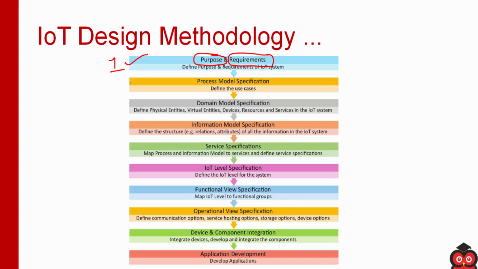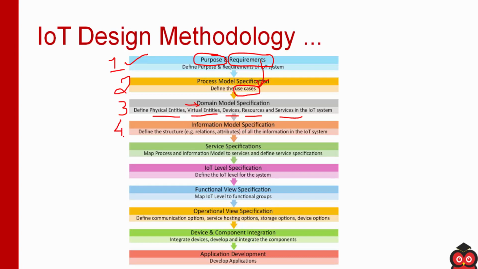From that, the second step is process model specification. Based on these requirements we will develop the use cases: how the system will be used and what the main functionality will be. Then step 3 is domain model specification. Based on the requirements, we will understand the different physical entities, virtual entities, devices, resources and services that will be there in the IoT system we are going to create. That is the domain model specification.